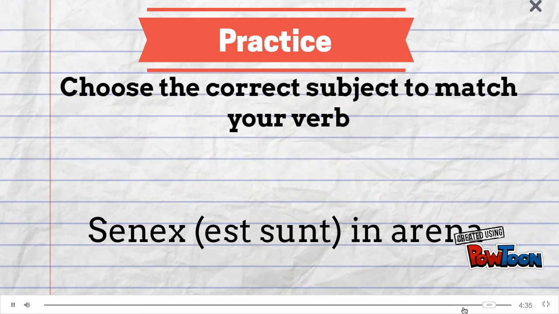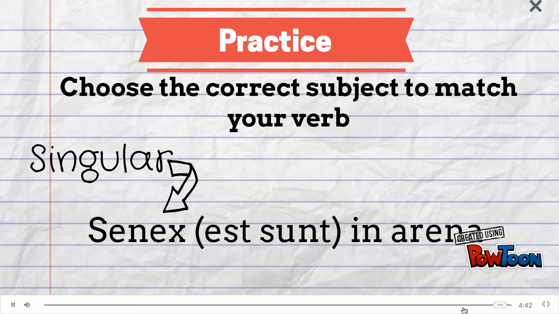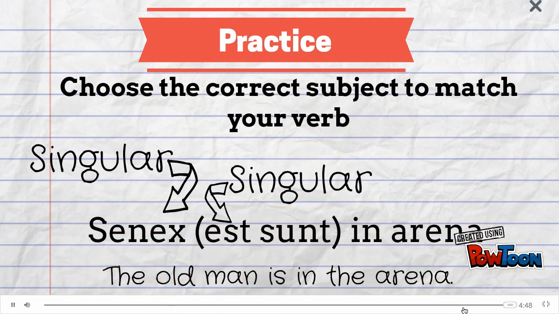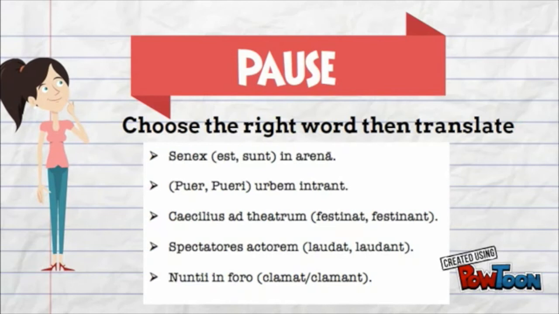We have senex, est, or sunt in arena. I want to choose the verb that matches my subject. Senex doesn't have one of the nominative plural endings you know, so it's singular. Then I need to look at my verb, and I decide that est has a T on the end, and sunt has an NT on the end. So that means that est is singular, and sunt with an NT, that's plural. So then the correct answer is est. And then it translates as the old man is in the arena. Look at your notes and practice these. The first one we did for you, but I want you to do the rest of them, noticing that a couple times you're choosing the subject instead of the verb.